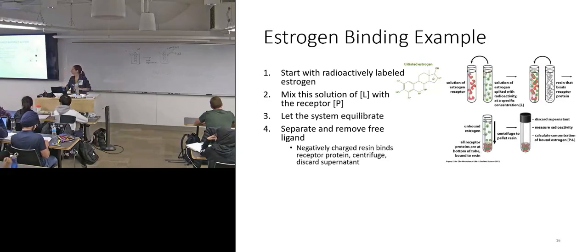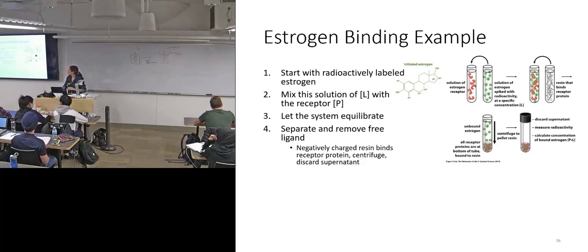Here's an illustration of that. We have a solution of our receptor. We have a solution of our radioactive ligand, our radioactive estrogen. We mix them together. We wait some amount of time. Now, there are several ways to get them apart. So this is the first example. We'll show another example, and later I'll show a third way. What experimental technique you choose to separate your free and bound ligands will depend on what you're working with.